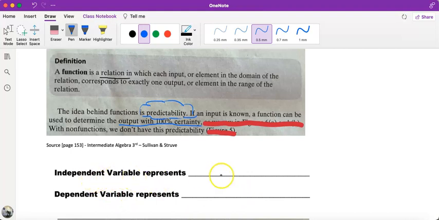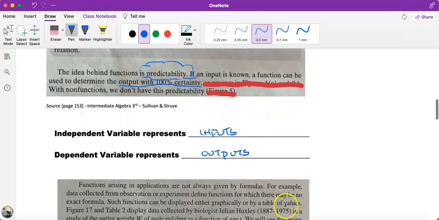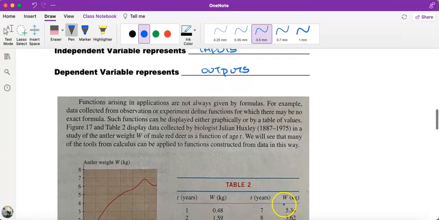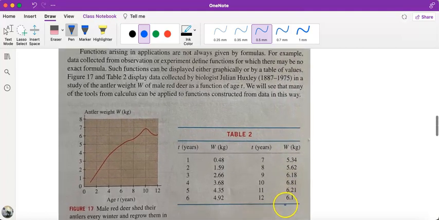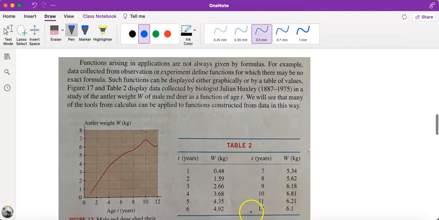So the independent variable usually represents the inputs, and the dependent variable usually represents the outputs. This is key here, right? So let's take a look here at an example. And I'm really big into this idea of animals and whatnot.